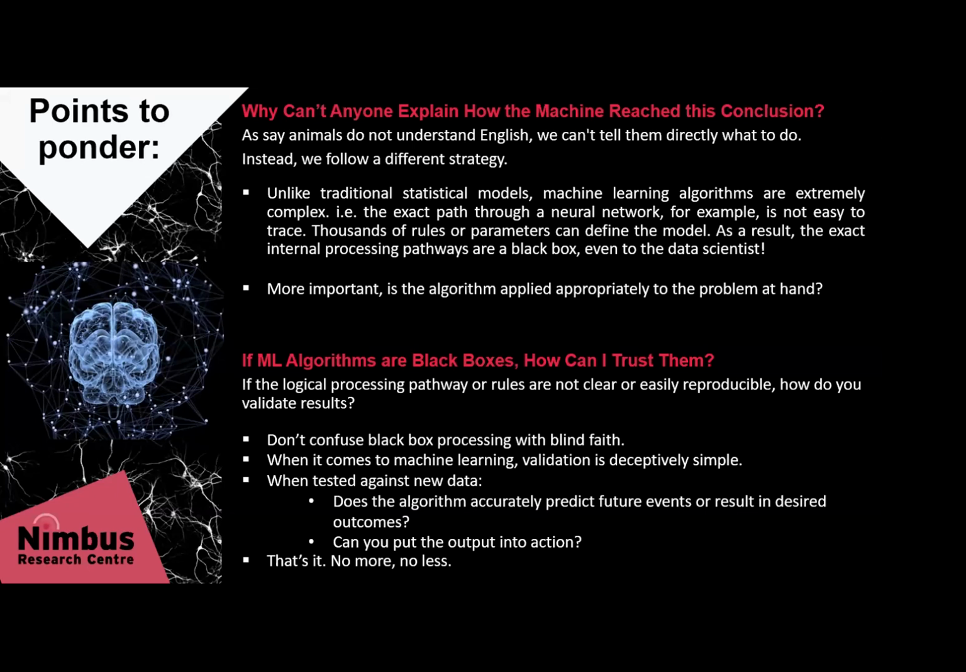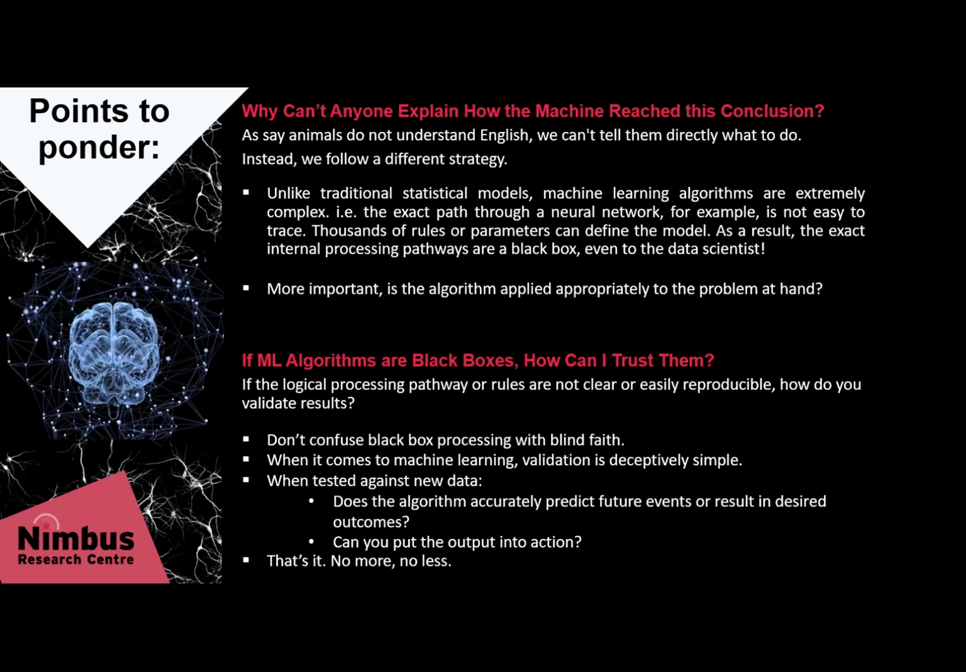So unlike traditional statistical models, the models created by machine learning algorithms are extremely complex. While there is a method to the madness, it is not immediately obvious or linear. So the exact path through a neural network, for example, is not easy to trace or to observe in hindsight. Thousands or even billions of rules or parameters can define a model. So as a result, the exact internal processing or pathways that go on within a neural network are a bit of a black box, even to the data scientists that actually created it.